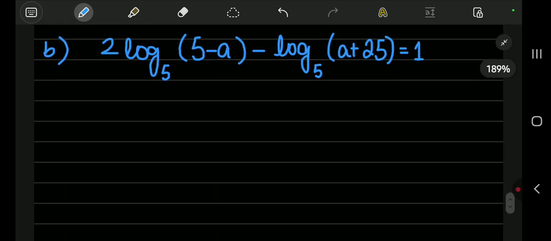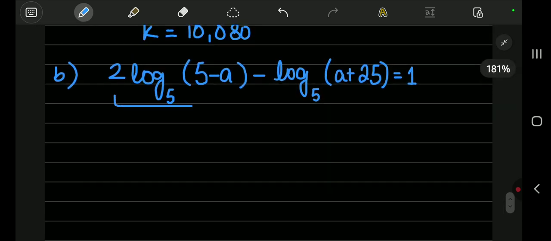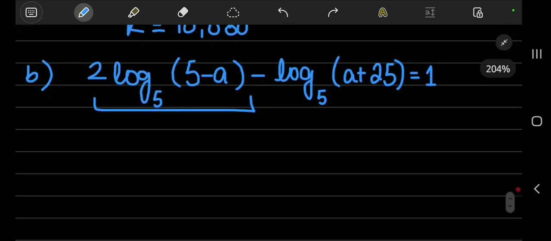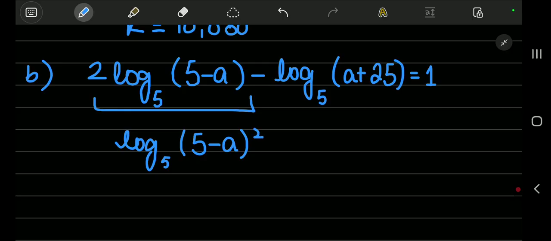We know whenever two logs are being subtracted, first we cannot solve this directly. Let's first apply the power rule. So the 2 will go in the power, and it will become log with base 5 of (5 minus a) to the power 2, minus log with base 5 of (a plus 25), equals 1.